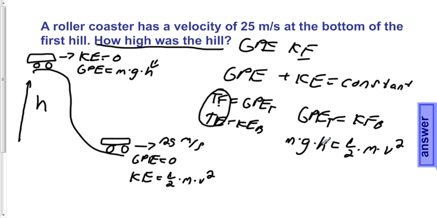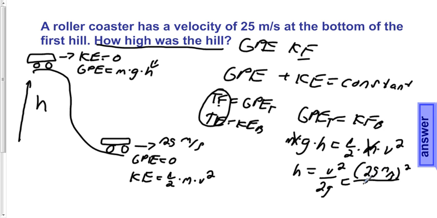Since mass is on both sides of the equal sign, we could cancel it. And if we rearrange the variables, we get h equals v squared over 2g, which is equal to 25 meters per second squared over 2 times 9.8 meters per second squared. This is equal to 31.9 meters, which is our answer.